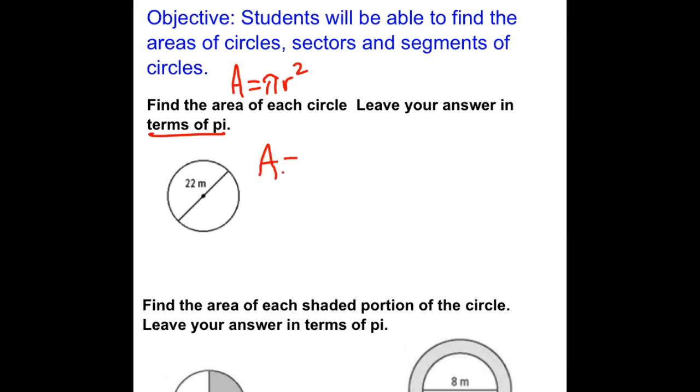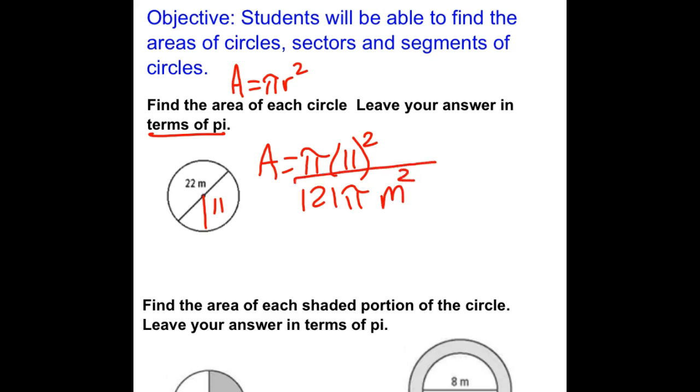So I go area equals pi. Well, I need the radius again. Radius, remember, only goes halfway across. So that's going to be 11. And I go pi times 11 squared. Figure out what 11 squared is. 121. I get 121 pi, and it just wants me to leave it that way. Now, area is a space. It's two-dimensional, so I do need to give it a label. I go meters, and since it's two-dimensional, I square it. And that's it.